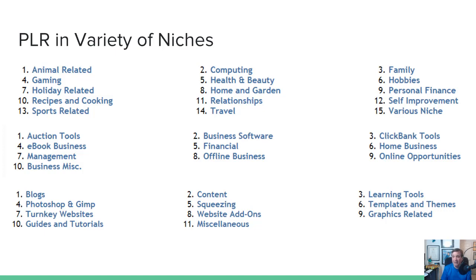Gaming, animal related, recipes, cooking, sports, computing, travel, relationships, home and garden, health and beauty, families, hobbies, personal finance, self-improvement, ClickBank tools, financial, management, blogs, learning tools, templates. Look at this. I mean, just tons of different niches that you can pull from. And this is by no means an exhaustive list. I just wanted to give you an idea of the incredible amount of public or private label rights content that is available in various niches. Okay.